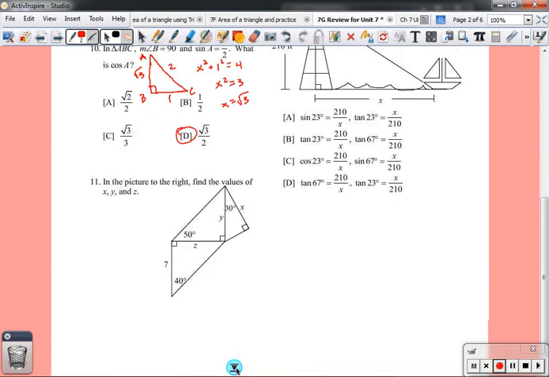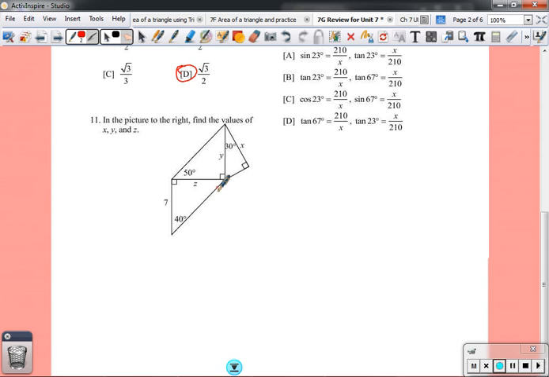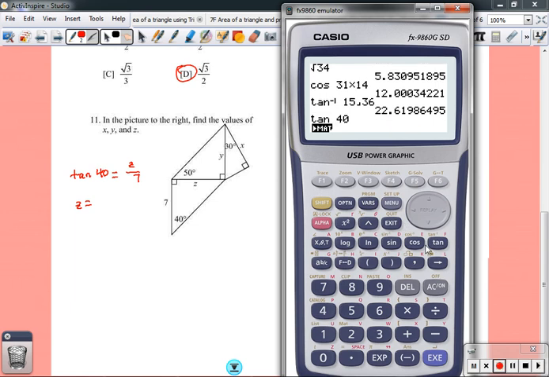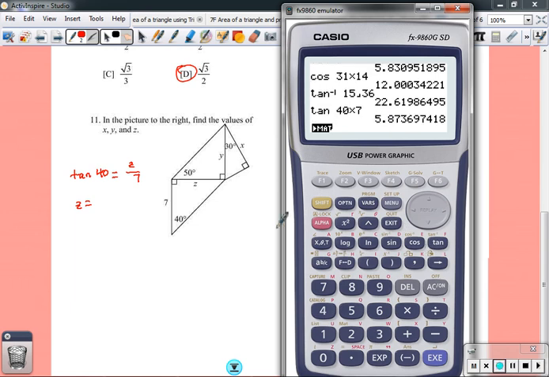Number 11, this is a problem where I've got to figure stuff out in order. What order? Not always alphabetical. I've got to look at the problem and see what do I know. Like I can't solve for x or y on this triangle because I don't have any sides. I can't solve for y or z because I have no sides here. The only triangle I have a side is this bottom one. So I'm going to solve for z first. Z is the opposite and 7 is the adjacent, so this is the tangent. The tangent of 40 is z over 7. Okay, so z equals 5.87.